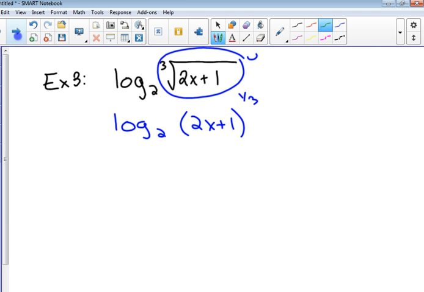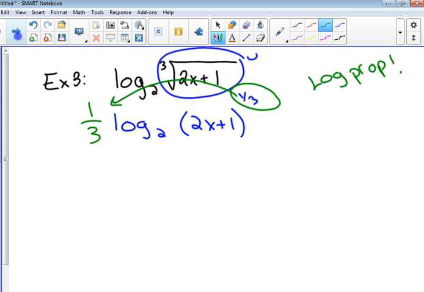Now, what do you think you could do to make this easier for ourselves? Oh, so 1/3 alpha. Yes, Sean, good job. Right, use some log properties. Take your exponent and bring it to the front. So let's differentiate from here.